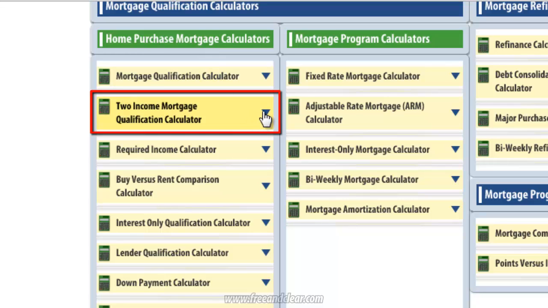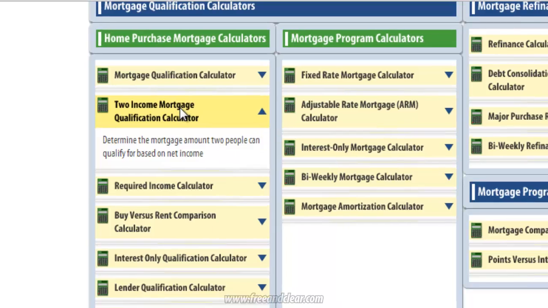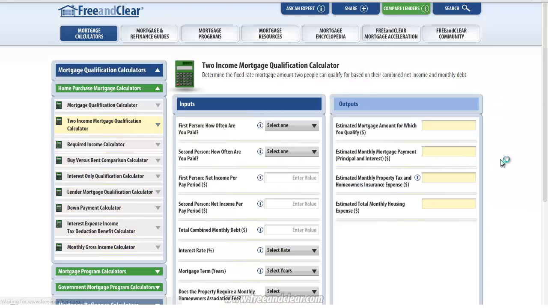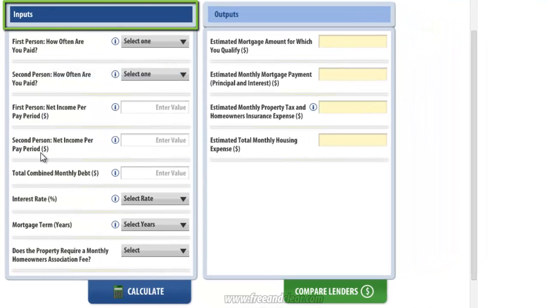If you click on the triangle to the right of the calculator, it reveals a brief description. I'm going to go ahead and click through on the link to the calculator. It's going to take us to the calculator page. As you can see from the way the page is laid out, the inputs for the calculator are on the left-hand side of the page, and the outputs to the calculator are on the right-hand side of the page. I'm going to walk through the inputs one by one.